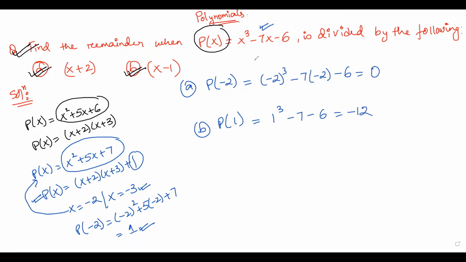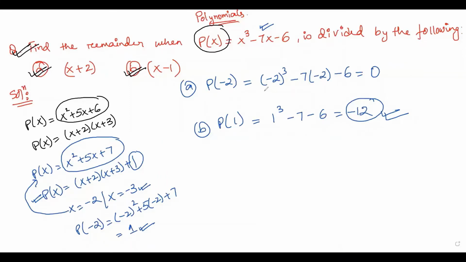So the polynomial p(x) when divided by x + 2, the remainder is 0, which indicates that x + 2 is a factor of this polynomial, and the remainder when this polynomial is divided by x - 1 is simply -12. So to solve such kind of questions, we can directly put the values and can find the remainders.